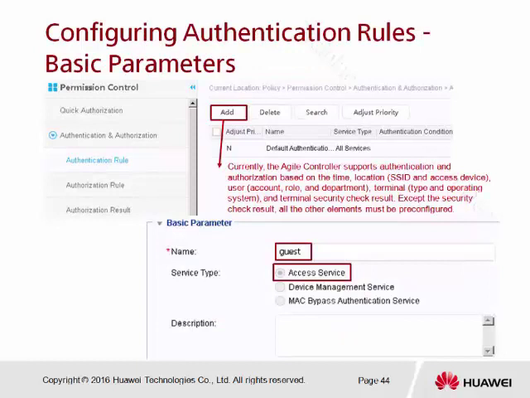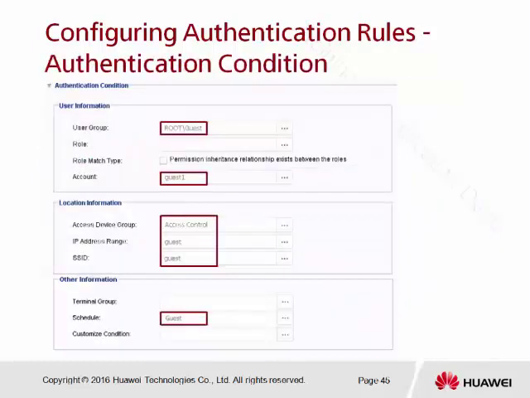So we are still remaining in the same interface, the permission control, but this time we are going to create the authentication and authorization. From here, I will select the first one, the authentication rule. I add a new one for the guest network. For the guest, I'm using the access service.